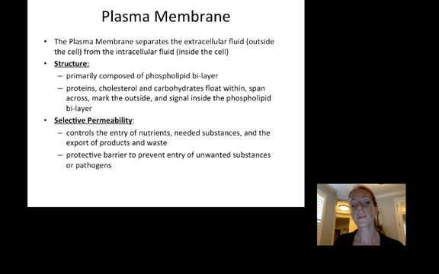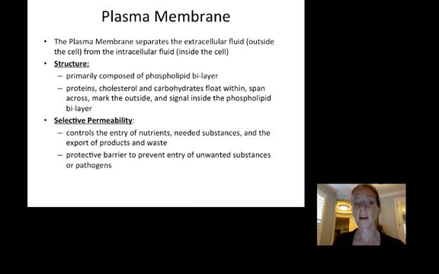It can also control the export of waste. As the cell metabolizes and does its normal functions, it can remove waste. And it can control the export of products. So if you have a secretory cell, for example, a digestive cell in the digestive system that is secreting a lot of digestive enzymes, it will export those products and control what is being exported out of the cell.